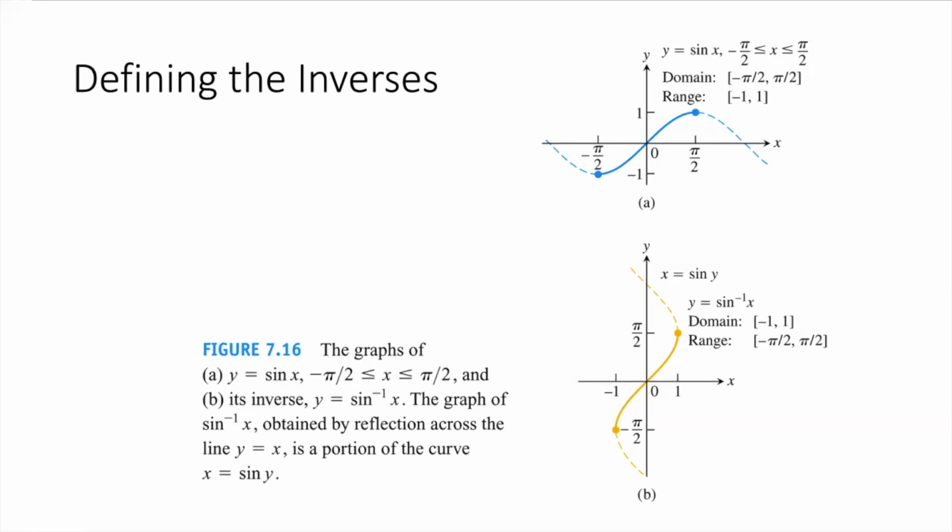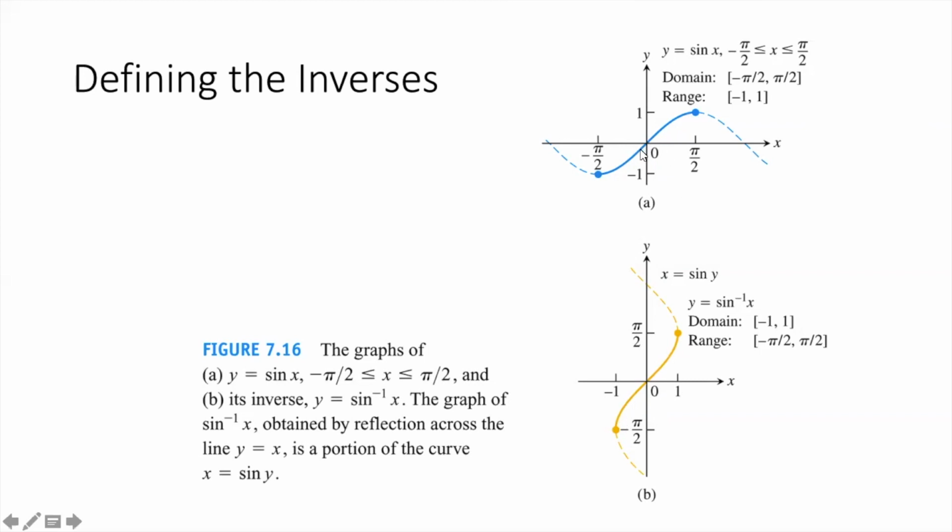not have an inverse. But if we restrict the domain of y equals sine x, and there are a bunch of different ways to do that, but this is the way that is traditionally agreed upon by everyone, to restrict the domain to the closed interval from negative pi over 2 to pi over 2, what you see here as the solid line, then that is now a one-to-one function, and it has an inverse. And what you see down here is the graph of that inverse function.